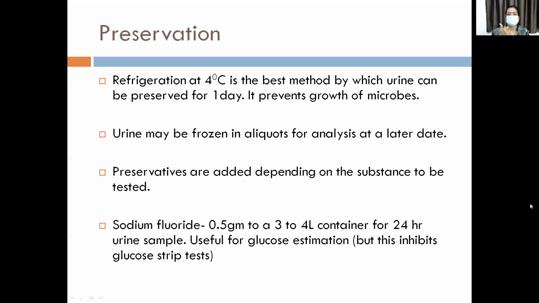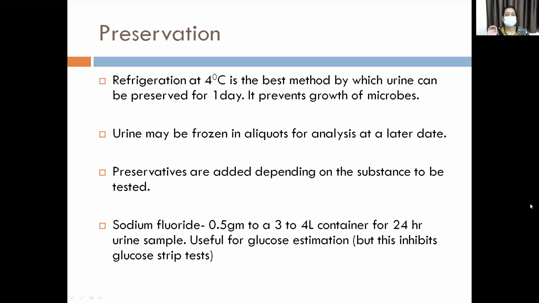You take the exact amount of urine needed for the test, put it in 4 or 5 bottles, freeze it, name it, label it, and keep it in the freezer. So that is the second thing. There are some preservatives I told you about.